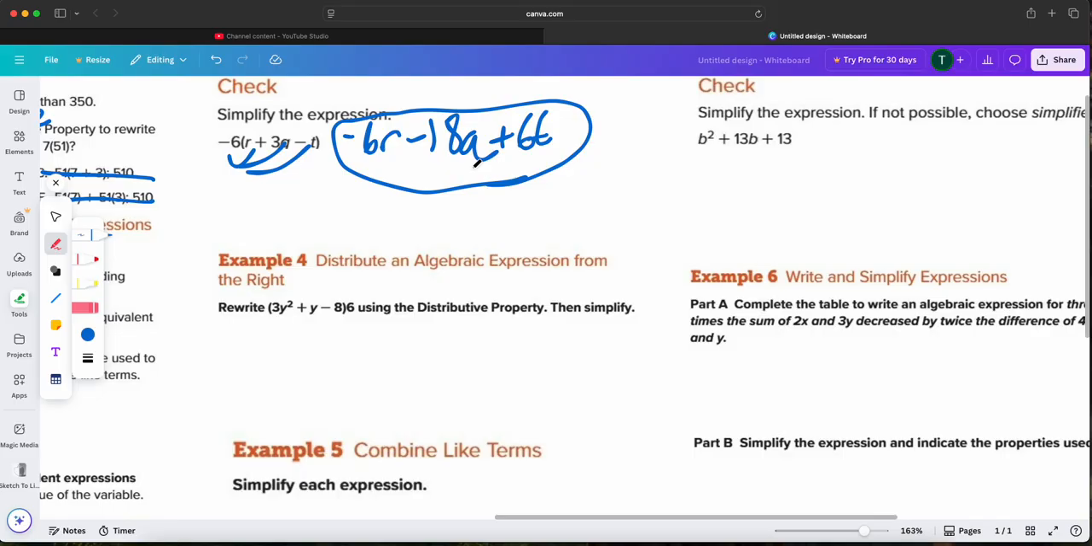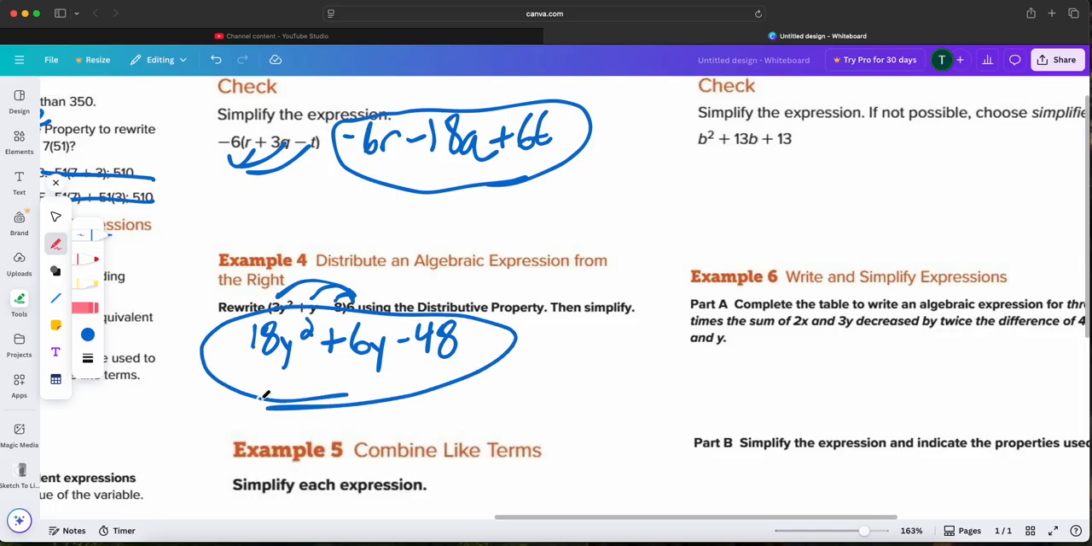Example 4 here says rewrite, and it's using the distributive property again. The only difference between this one and the other ones that we just did is that they put the thing we're distributing on the other side. So we take 6 times 3y squared, which is 18y squared, 6 times y, which is 6y, and 6 times the negative 8, which is negative 48. Then you see if there are any like terms. We have a y squared, a y, and a term that doesn't have any y. None of those are alike, so that would be our answer in simplest form.